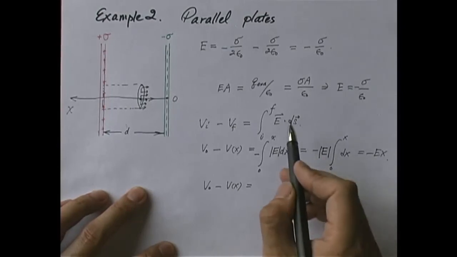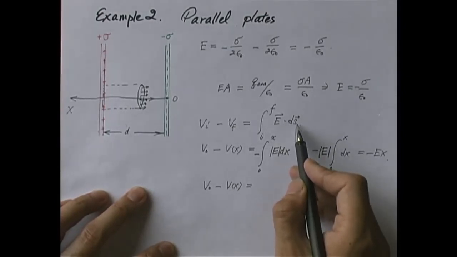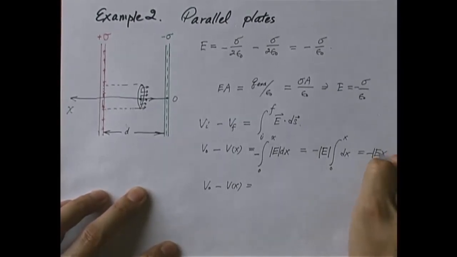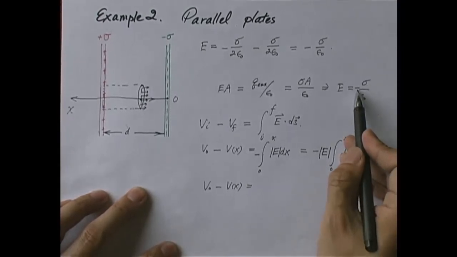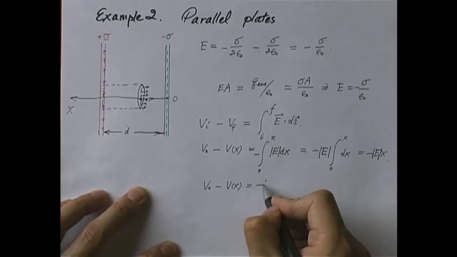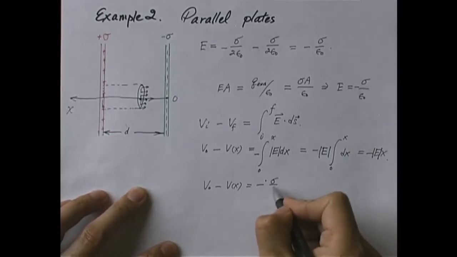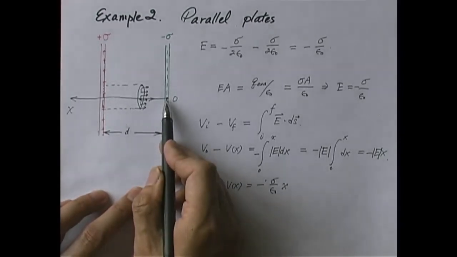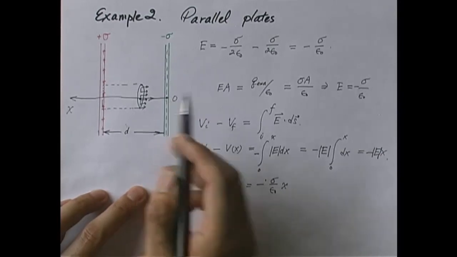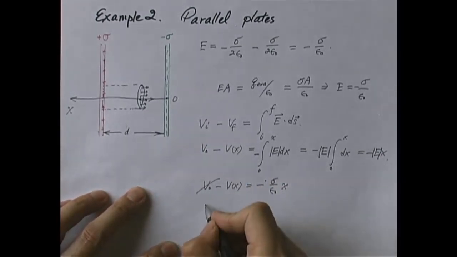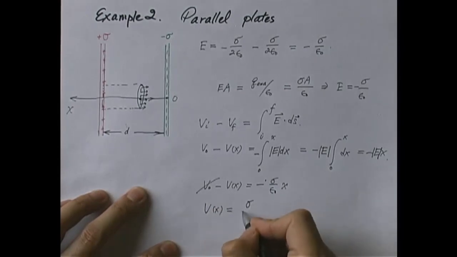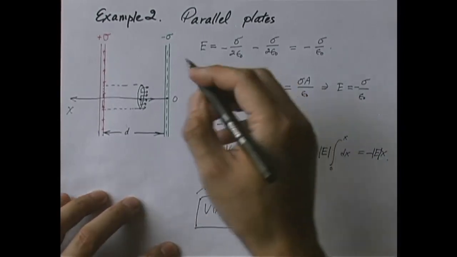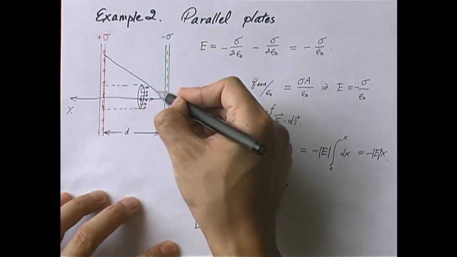Because it's the magnitude of E times the magnitude of ds times cosine theta, and cosine theta is negative 1. So be careful: I must use the absolute value of E, which has no negative sign anymore. It's just sigma over epsilon naught. So negative times the absolute value of E, which is sigma over epsilon naught, and then times x. Now, V naught is the potential at that point, which I usually define as 0, so I don't have that. Negative, negative cancels. I get V of x equals sigma over epsilon naught times x. It's a linear function, so the potential goes up like this.